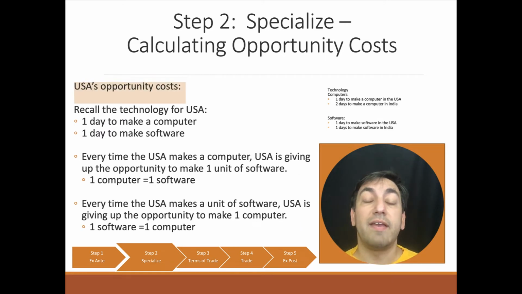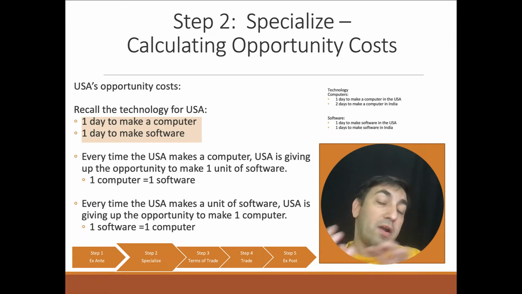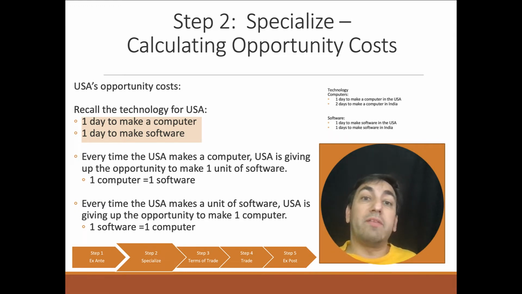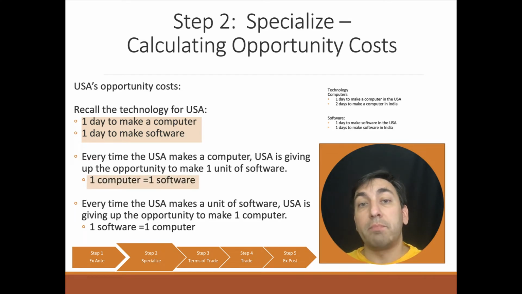In the United States, it takes 1 day to make a computer and 1 day to make software. I'm going to say this the long way because I want to build intuition here. So every time the US makes a computer, they are allocating 1 labor unit to making a computer. They could have used that 1 labor unit to make software. If they would have put that 1 labor unit into that production plant, it would have kicked out 1 unit of software. So every 1 computer costs 1 software, and vice versa. 1 software costs 1 computer.